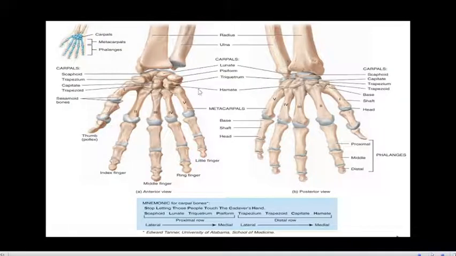Okay, so ito yung mga parts ng carpals: the scaphoid, trapezium, capitate, and trapezoid. So maliliit, no? Yung bones natin sa wrist or carpals are quite smaller. Next, we have the metacarpals or the bones that are found on the palms. And then we have here the phalanges or our fingers, composed of the bones proximal, middle, and distal.